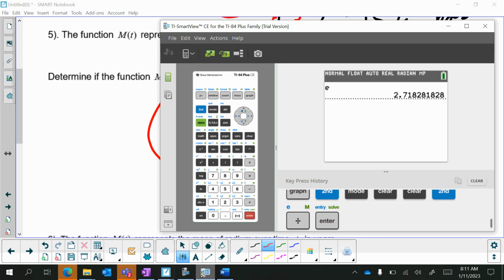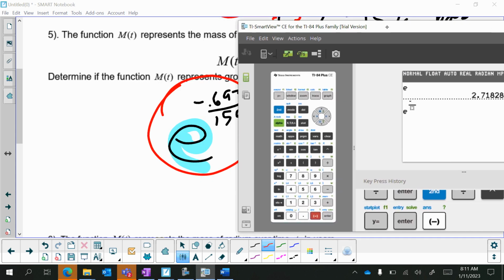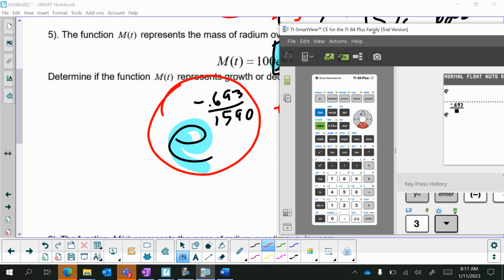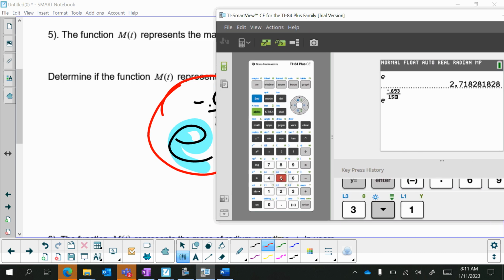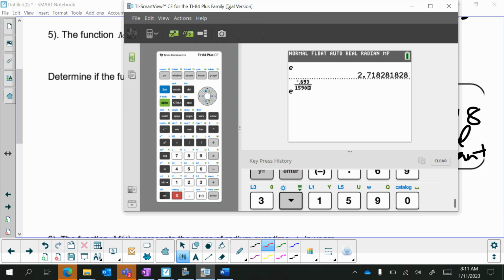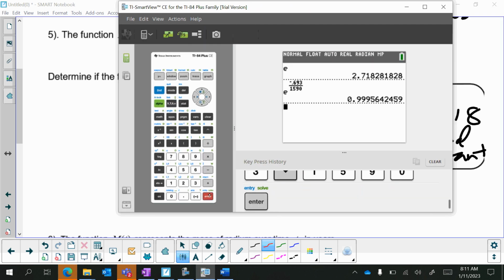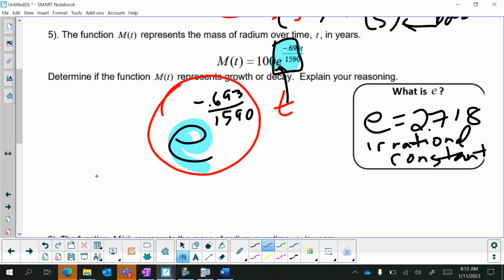So in your calculator, put in e caret fractional exponent negative 0.693 over 1590. And I want you to see if you get a number bigger than 1 or less than 1. Okay, so if you hit enter, do you see we got 0.9996? So is that less than 1 or bigger than 1? So a little less than 1. So is that growth or decay? It's decay.